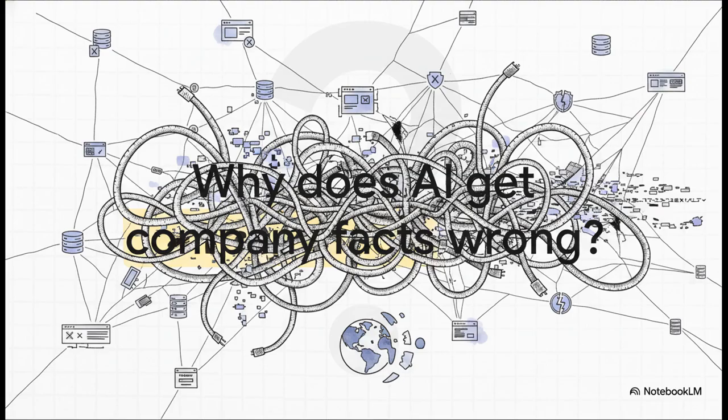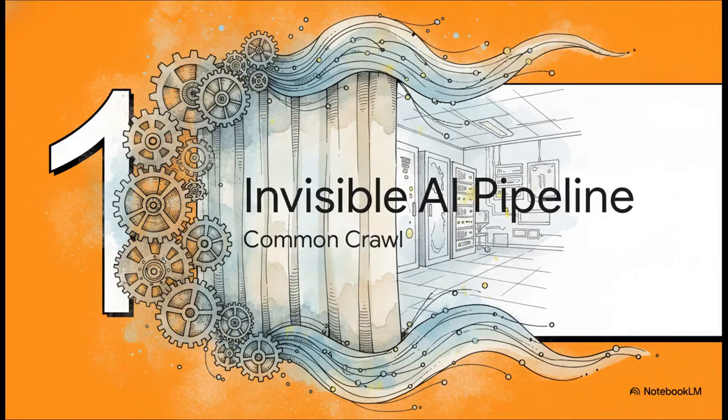When an AI hallucinates or gets facts about your company completely wrong, your first instinct is probably to think, wow, this system is just totally broken. But as we'll see today, these factual errors aren't random bugs at all. They're actually a structural reality of the AI ecosystem. It's kind of crazy, but it is literally a feature of how the data is collected, not a glitch. So let's dive right into part one, the invisible AI pipeline.